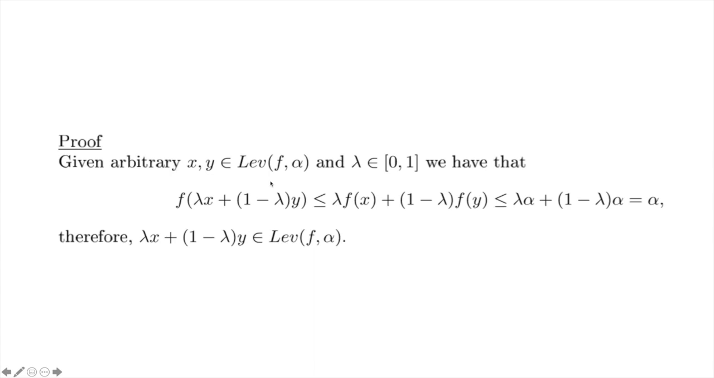Given any x and y in the level set and lambda between 0 and 1, we have that f of lambda x plus 1 minus lambda y is smaller or equal to lambda f of x plus 1 minus lambda f of y, because f is a convex function. And because x and y are in the level set, we know that f of x and f of y are smaller or equal to alpha. So this is smaller or equal to lambda alpha plus 1 minus lambda alpha, and that is alpha. And so, therefore, lambda x plus 1 minus lambda y is in the level set.